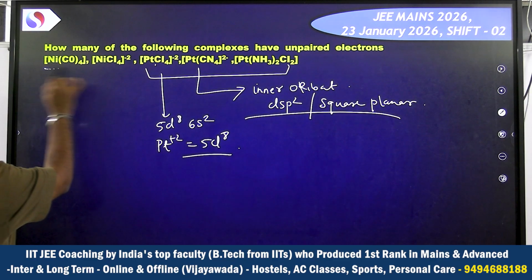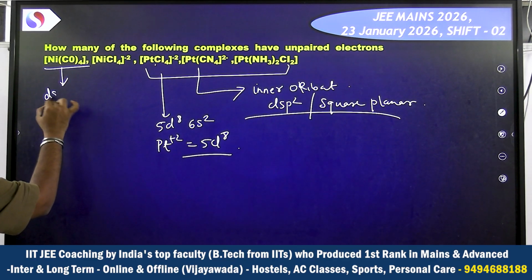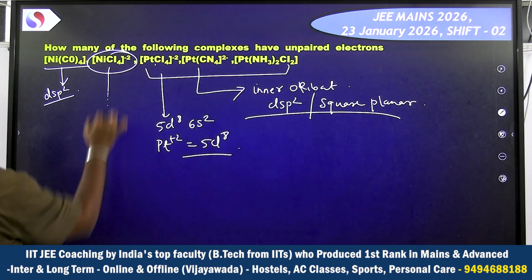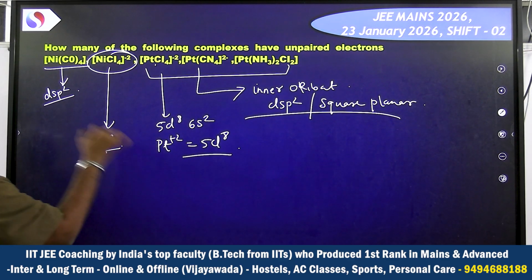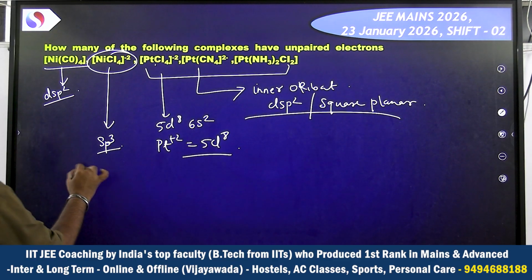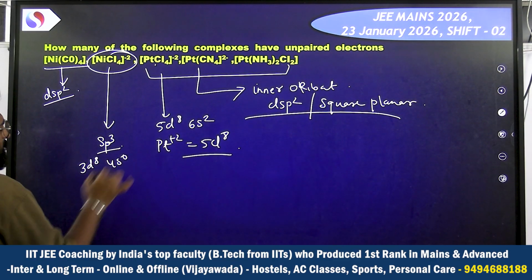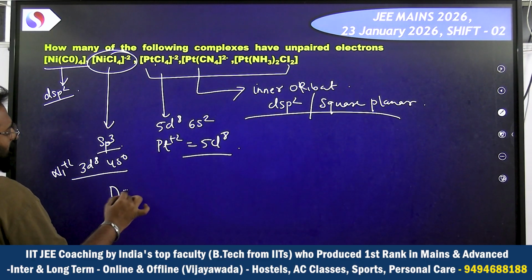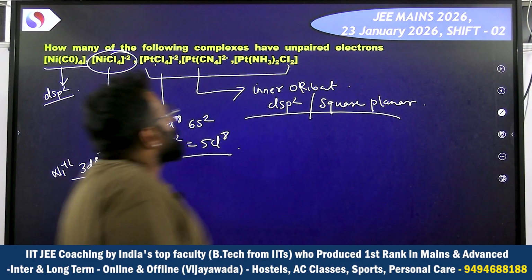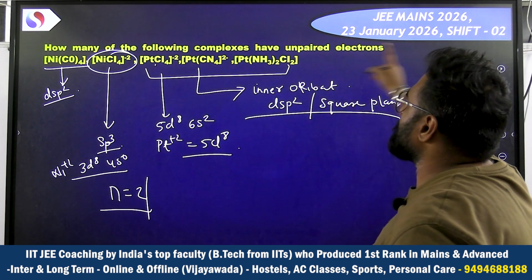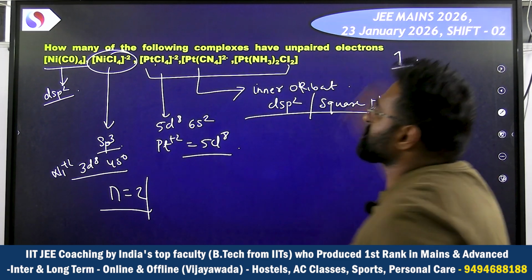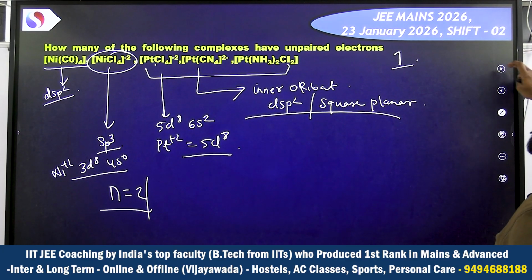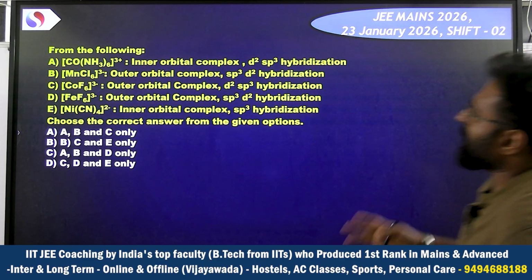So what is left? Ni(CO)4. Obviously it is dsp2. So what is left? Nickel is left with sp3 hybridization and has how many unpaired electrons? 3d8 4s0 for nickel plus 2. So 3d8 matlab number of unpaired electron is 2. So how many complexes have only one unpaired electron? Only one complex, that is NiCl4, has one unpaired electron. Very simple question.